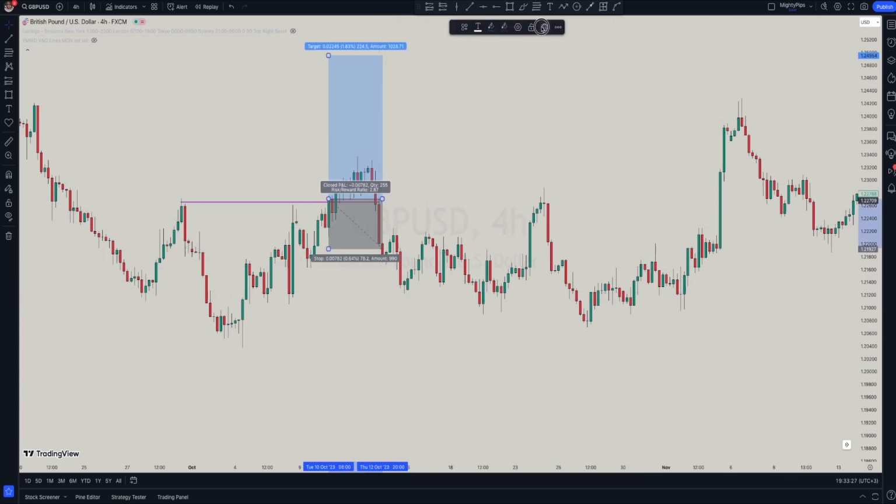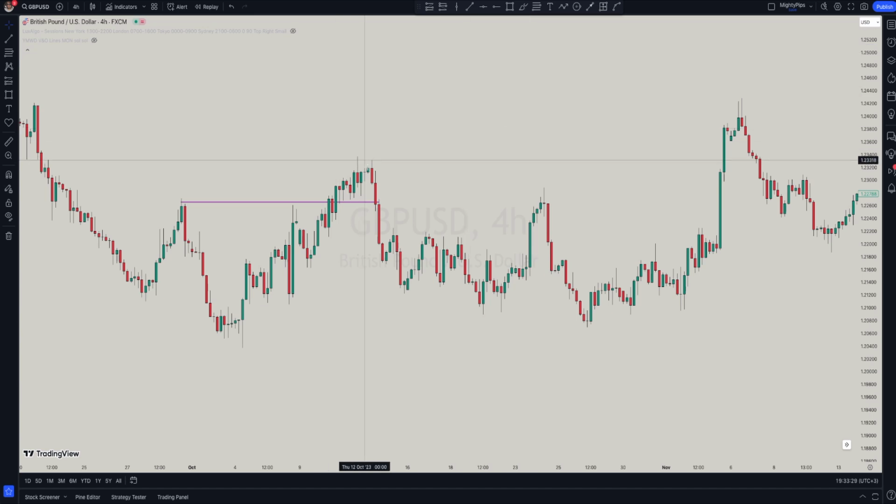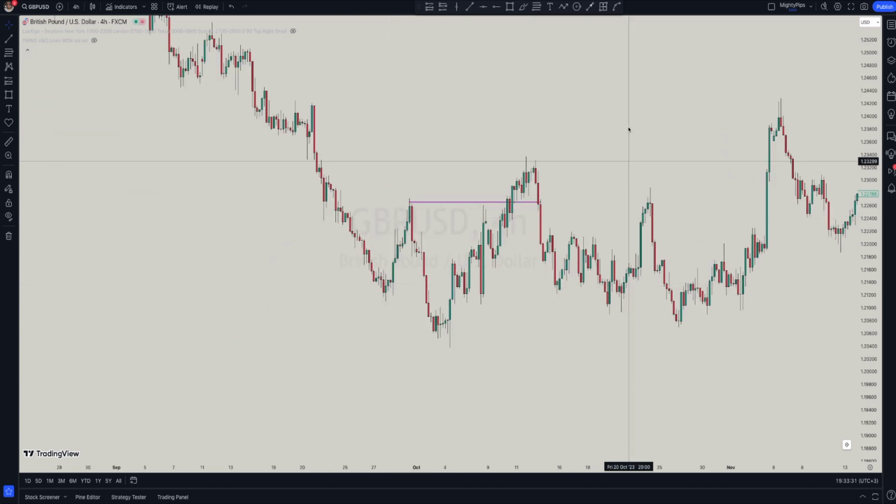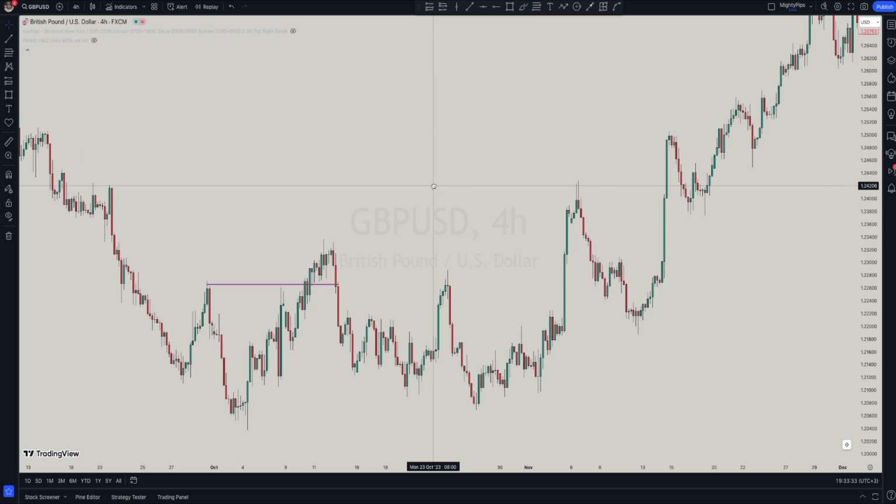What you do, wait for the market to price lower, okay? When the market prices lower, you start looking for your entries on a lower time frame. Good entries on the lower time frame, okay?